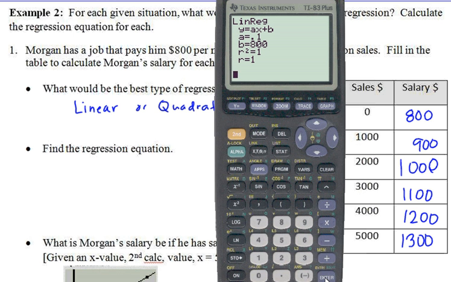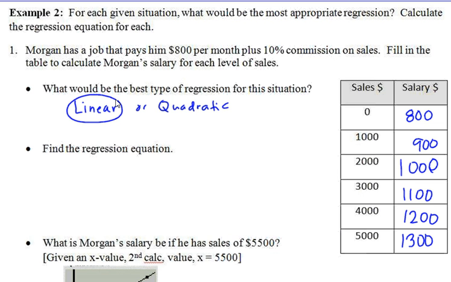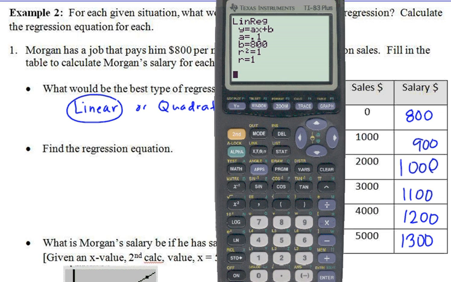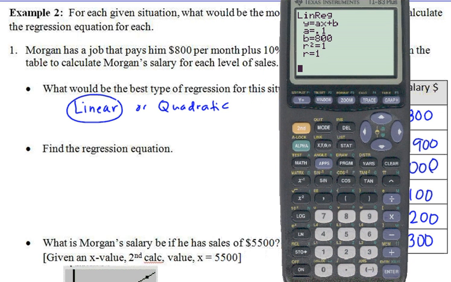The best one is linear in a situation like this. Even though they both have an R² value of 1, I would choose linear just because he has a base salary, right? And it's a rate that's going up, right? So it is a linear situation. So we're going to go with linear even though you could actually do both. No, you would not be wrong. If your R² value is 1, you're not wrong. Okay? So let's go with the linear one. Now we need to remember today how to put it in our Y1.